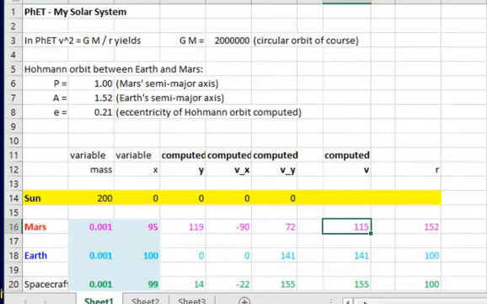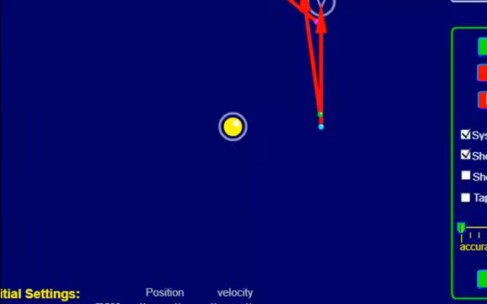And then the spacecraft here actually has a higher speed than Earth because it needs to take off from Earth. So let's go over to PhET and let's look at it. So here I have the three. This here would be Earth. There is the spacecraft taking off from Earth, and then there is Mars.